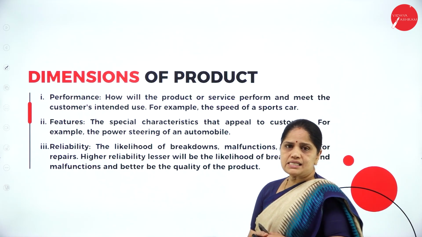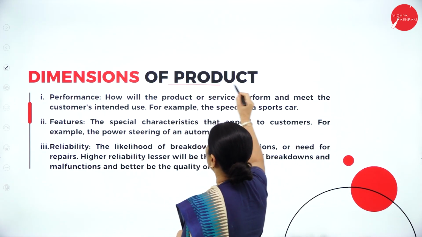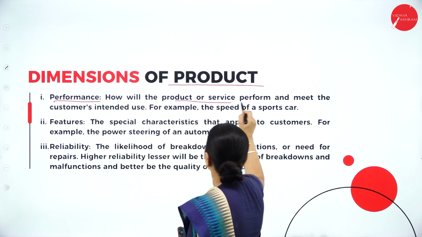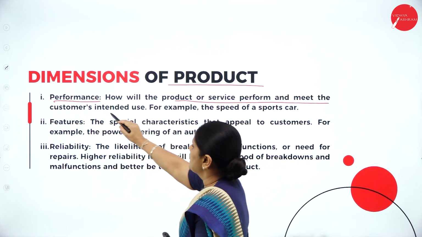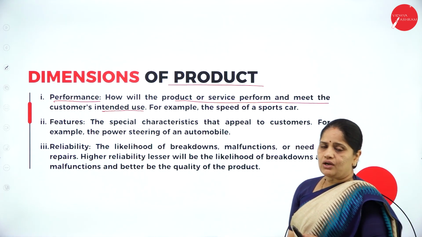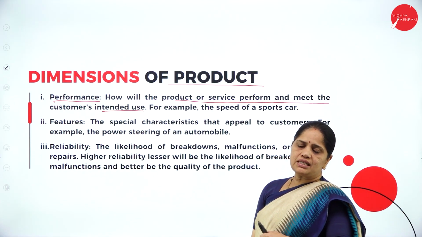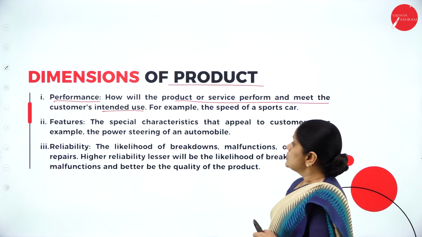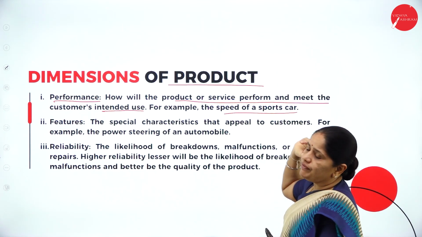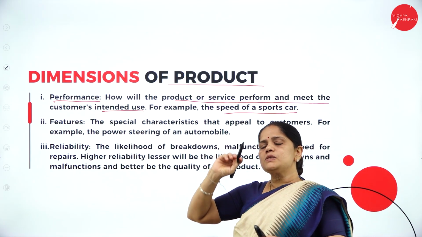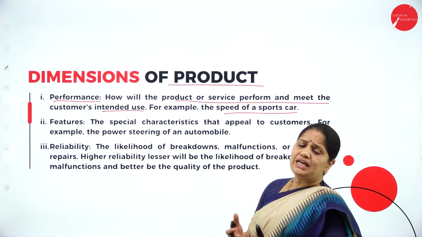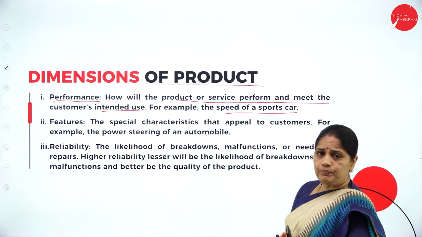Then next, let us analyze the dimensions of the product. The first dimension is performance. How will the product or service perform and meet the customer's intended use? When we are looking at inspection, the first thing will be the performance of the product. For example, the speed of a sports car. A sports car is purchased because of its speed. So if it gives very good speed, then we say that it has very good performance.